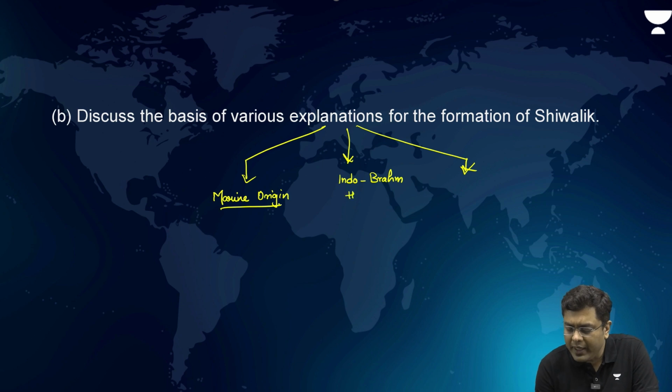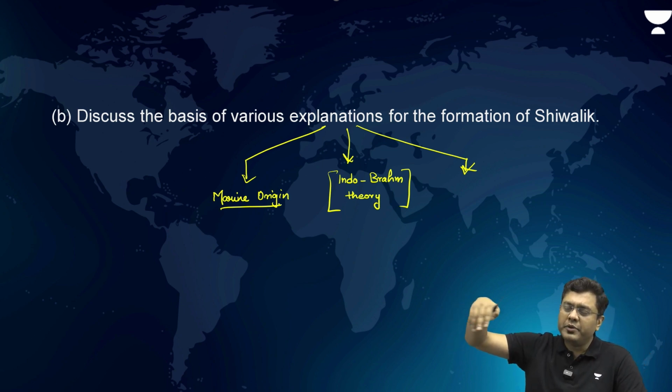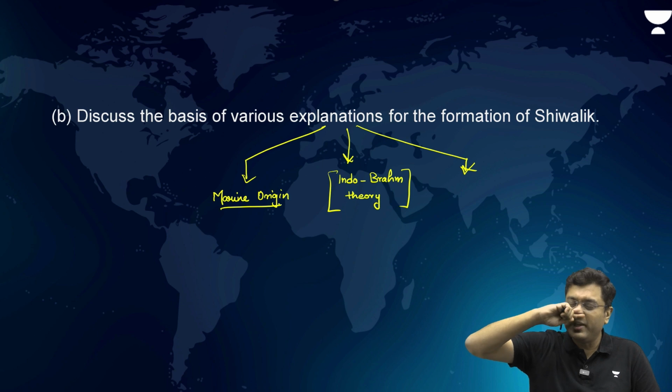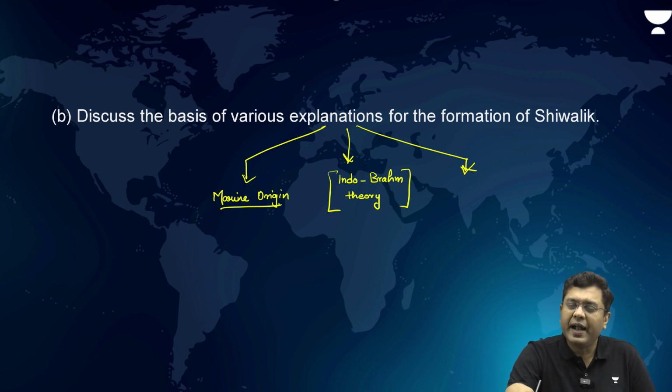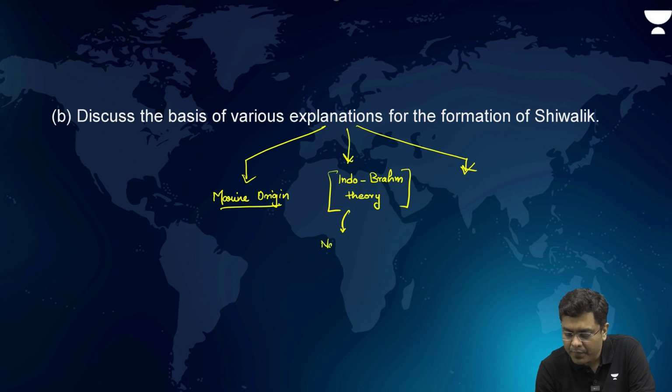Indo-Brahm theory basically talks about this river, Indo-Brahm river, which would drain from the region of the western part of India all the way to the region of the Brahmaputra plains, and that is where water would be accumulated there, and the natural levee of this Indo-Brahm would eventually get folded to form the Shivalik. So, the natural levee of the river.